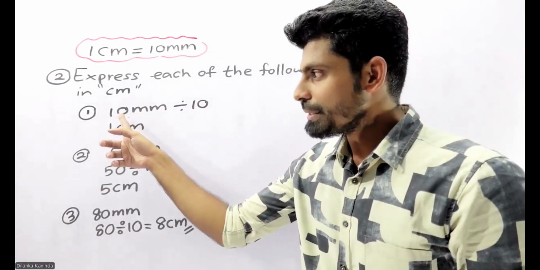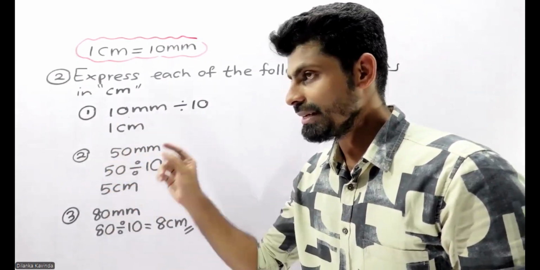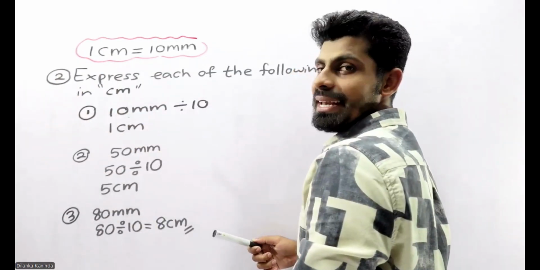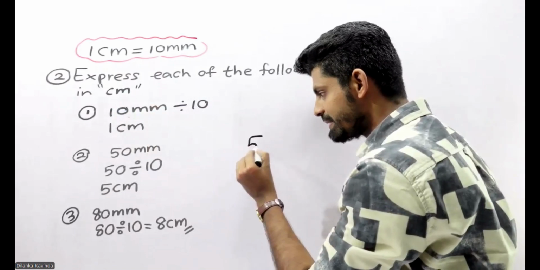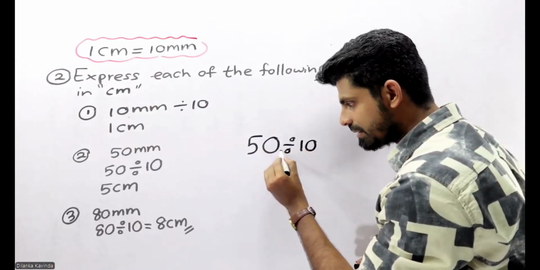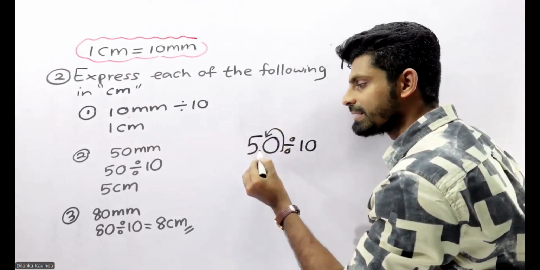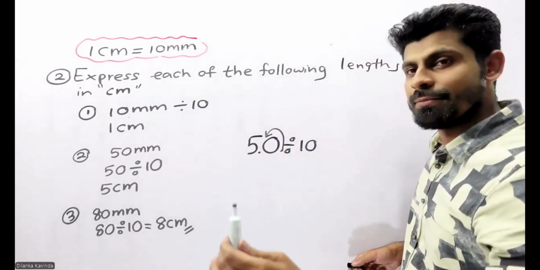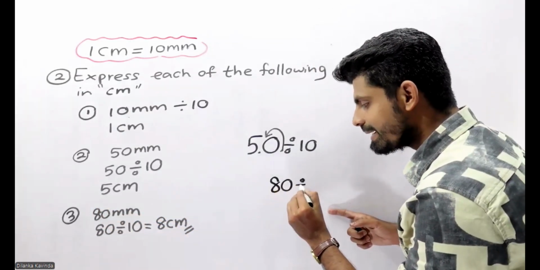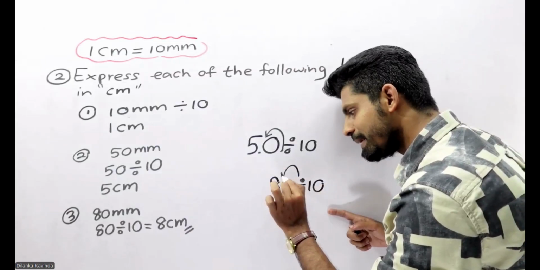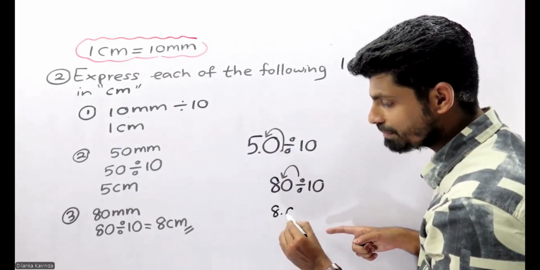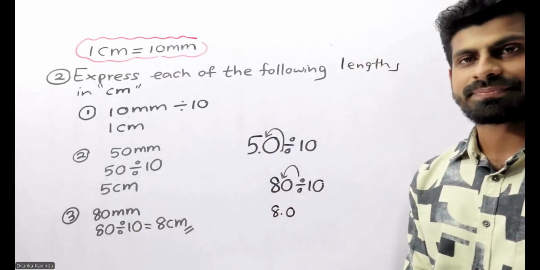Divide by 10 means you need to cancel the last zero. You can put your decimal point moving one place to the left. Look at this one. 50 divided by 10 means the decimal point moving one place to the left. So that means 5.0. 5.0 means 5. 80 divided by 10, one decimal place moving to left. So that means 8.0. 8.0 means 8.